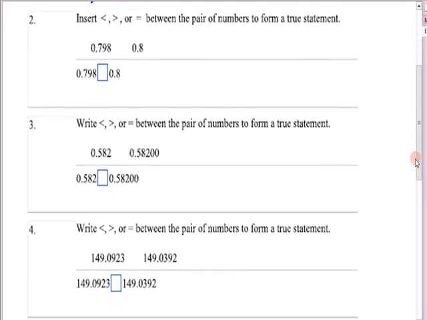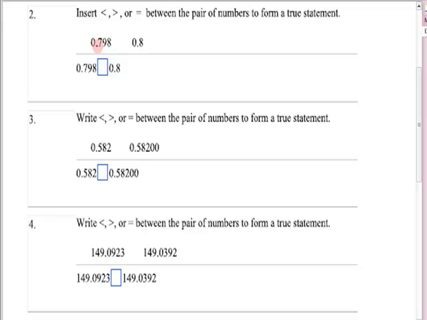All right. Let's look at number 2. I have 0 in the ones. In the tenths place, I see a difference. I have a 7 and I have an 8. 7 is less than 8, so this is the less than. Now, I know that sometimes you look at this and go, it doesn't look smaller. Well, you're thinking in whole numbers. This is 798 thousandths, which would be smaller than 800 thousandths. If they had the same number of digits, then your eyes would be telling you the truth. So be careful about that.